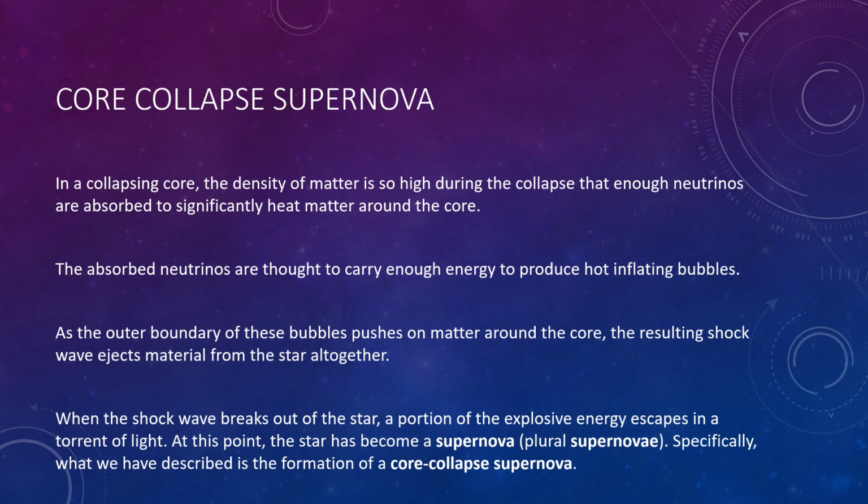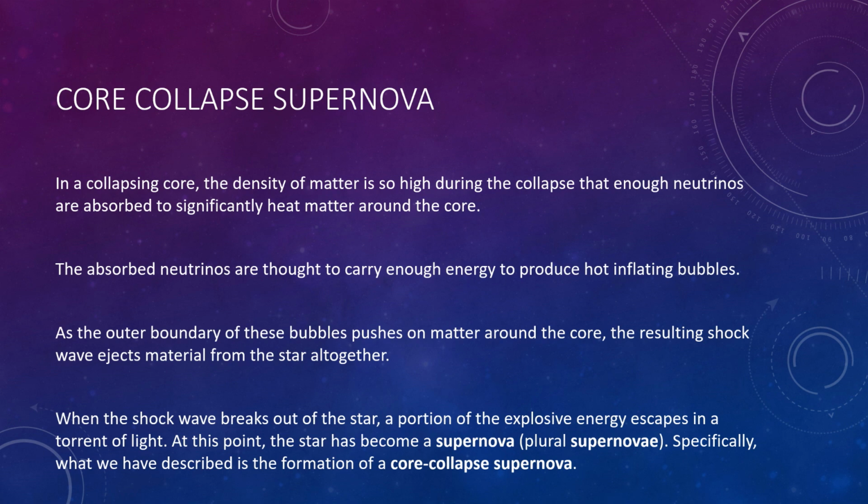In a collapsing core, however, the density of matter is so high during the collapse that even neutrinos are absorbed to significantly heat the matter around the core. These neutrinos are essential to what follows. The absorbed neutrinos are thought to carry enough energy to produce hot, inflating bubbles. As the outer boundary of these bubbles pushes on matter around the core, the resulting shock wave ejects material from the star altogether. The result is an explosive supernova.